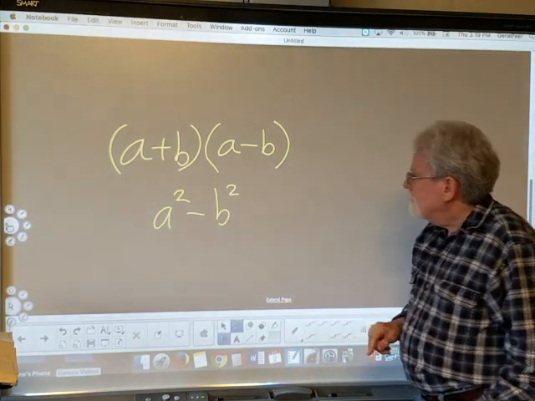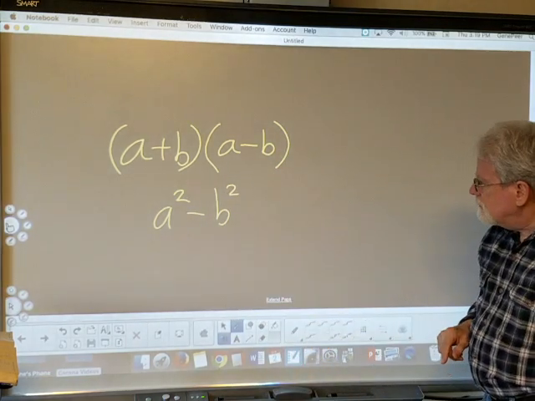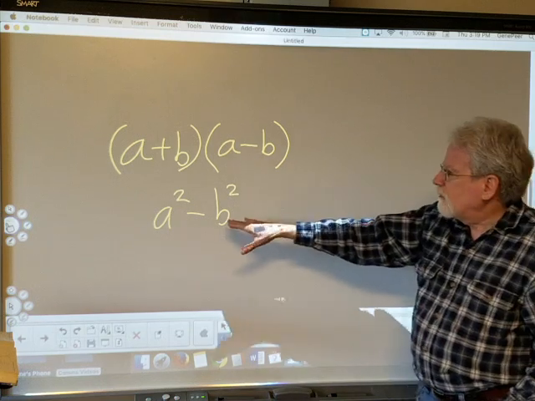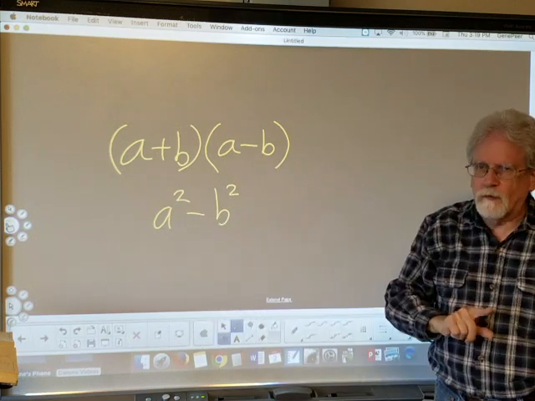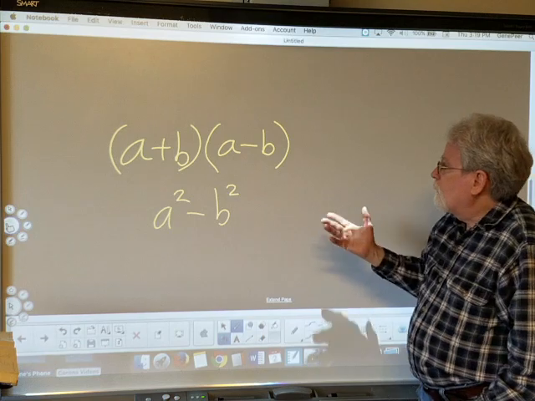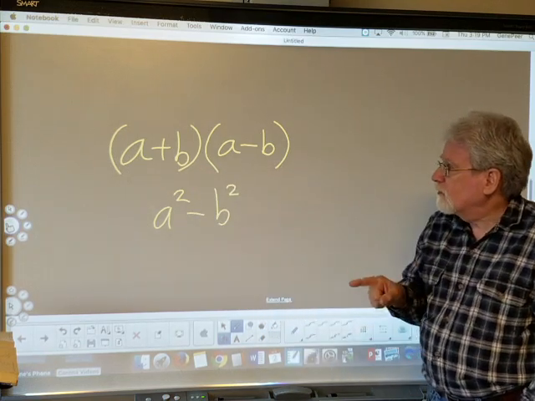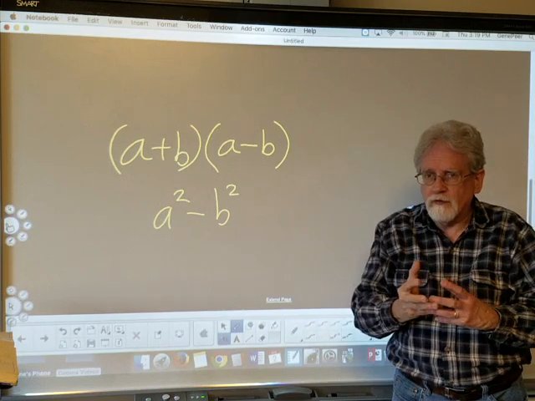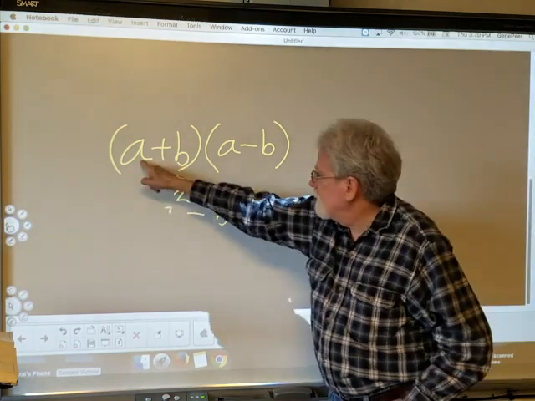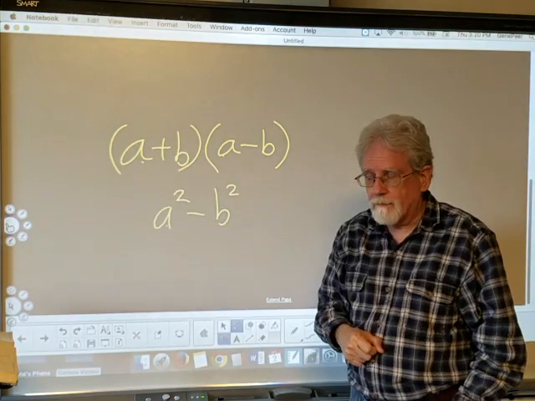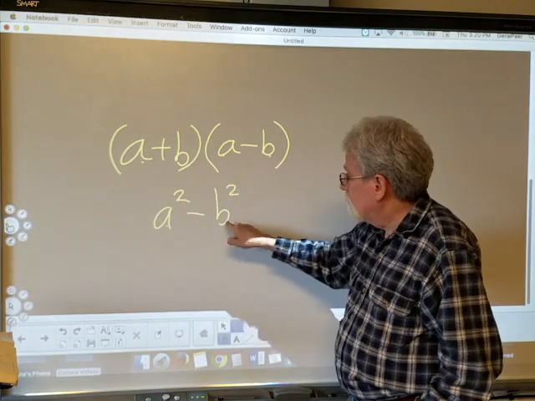Why is that? You don't remember? No. This happens because if we did use FOIL, or if we used any other method we wanted to multiply these, something special happens with the middle terms. The firsts would give you A squared. The lasts would give you B squared.